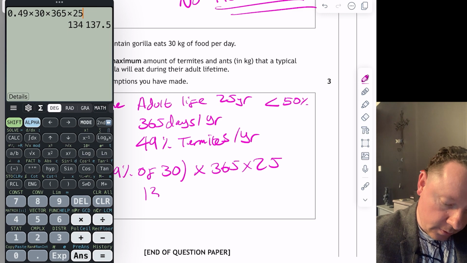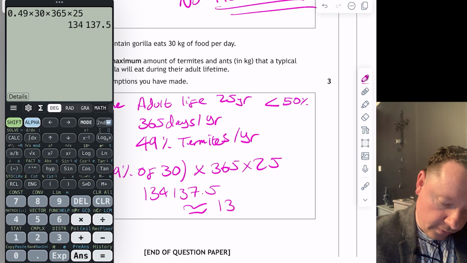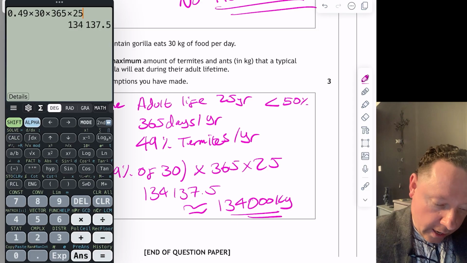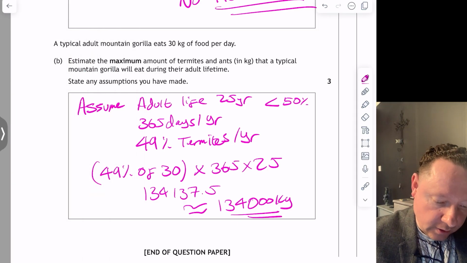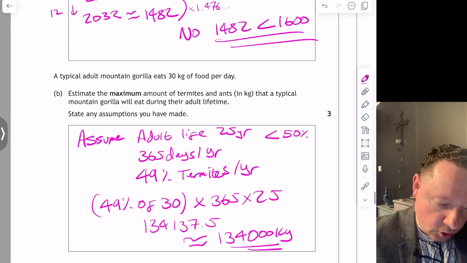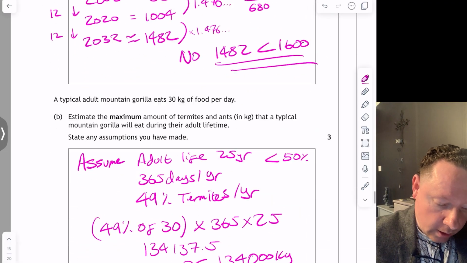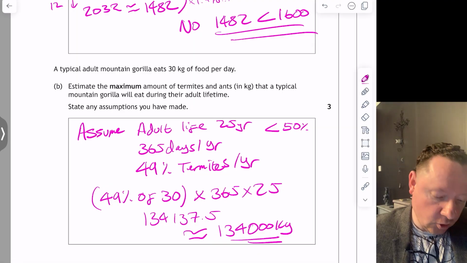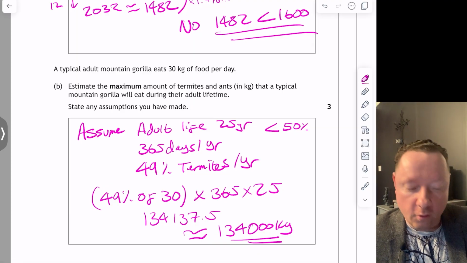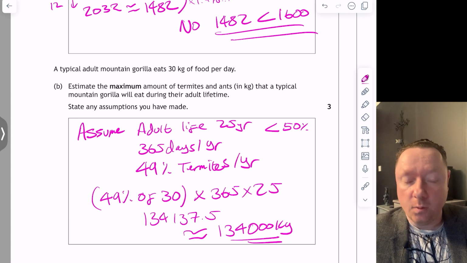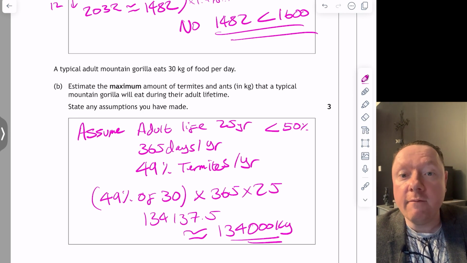134,137.5. That's about 134,000 kilograms, thereabouts. The data, if you look at it, is given to two significant figures, 1600, 1004. So 134,000 is reasonable, but you'll get an answer anywhere between 130,000 and 140,000 as long as you've rounded it somewhere reasonable. But the key point of this question is 49%.